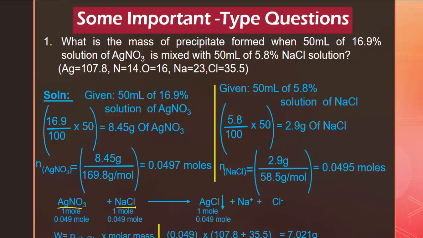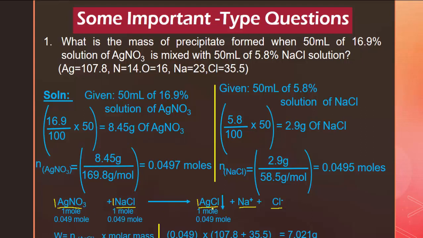AgNO3 solution is mixed with sodium chloride solution. Obviously the product formed will be silver chloride, which is the precipitate obtained, and in addition to that we'll also have in the solution sodium nitrate along with a large quantity of sodium ions and chloride ions. Now as per the balanced chemical equation written here, we find that 1 mole of AgNO3 combines with 1 mole of NaCl forming 1 mole of AgCl. That's what we have written here.